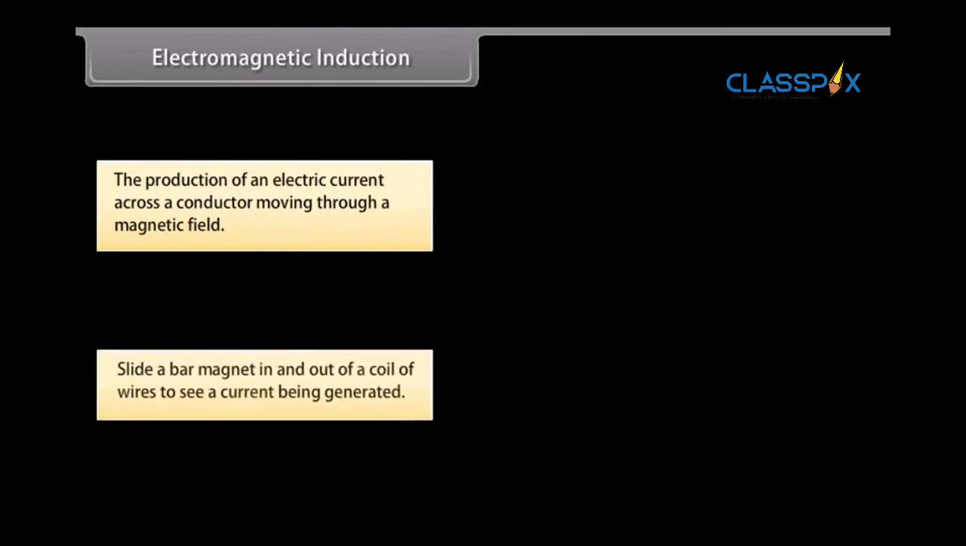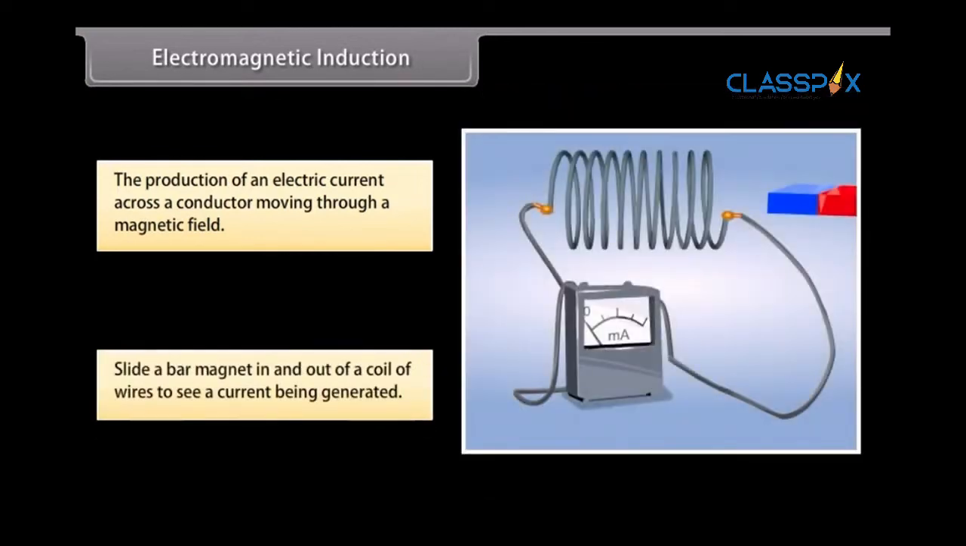Let us try sliding a bar magnet in and out of a coil of wires. You see that the wires generate a current. This is known as electromagnetic induction.